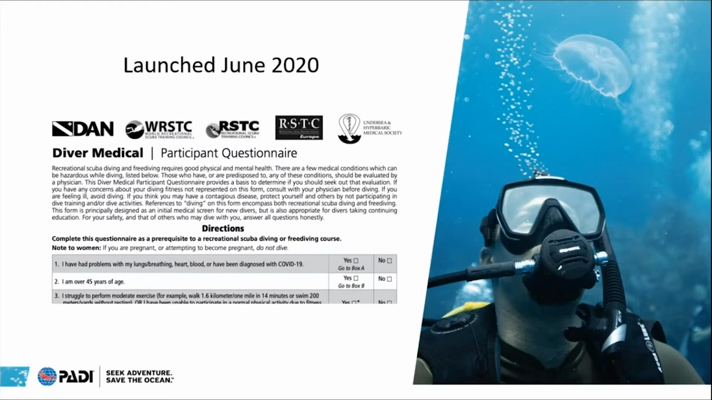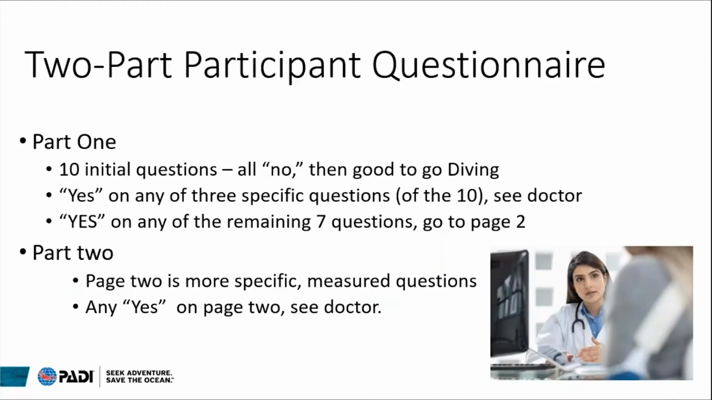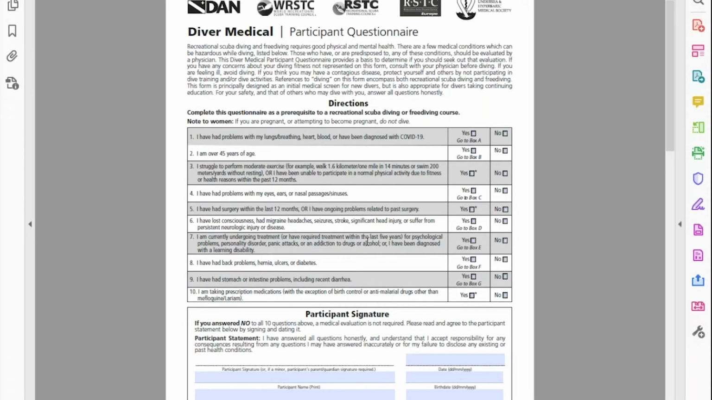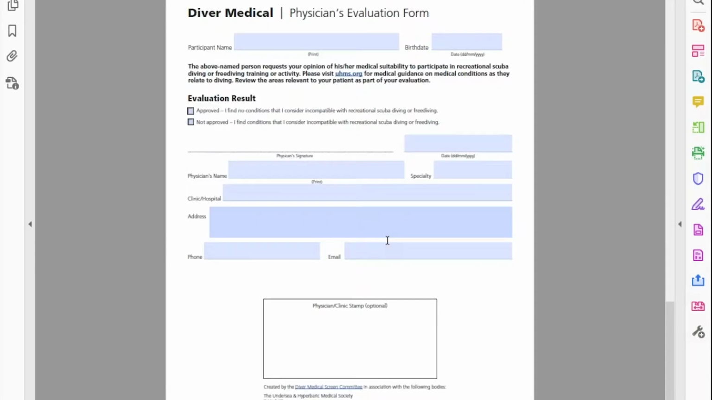The 2020 Diver Medical form was launched and made available in June of 2020. It is very user-friendly. It's available in many languages, and it is absolutely up to date with the most recent medical information. The form consists essentially of a two-part participant questionnaire. So once you download and view the form, you will see that it actually only consists of 3 pages: participant questionnaire part 1, part 2, and then the physician's evaluation form at the end of it.